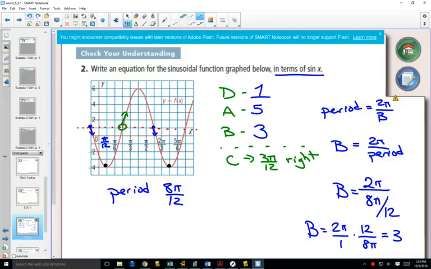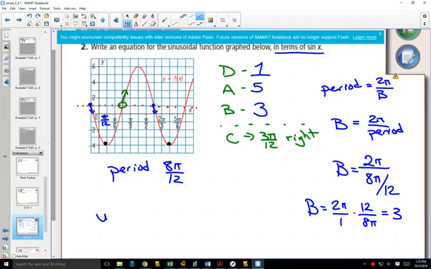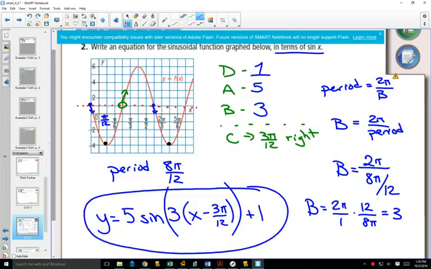But now you can write an equation, and for our equation, it's going to be y equals, our a value is 5, sine, our b value is 3, factored out, 3 pi over 12 to the right would be minus 3 pi over 12. So we write inside in factored form, and our d value plus 1. So that's how we can get the equation.